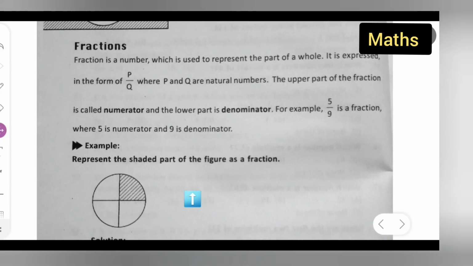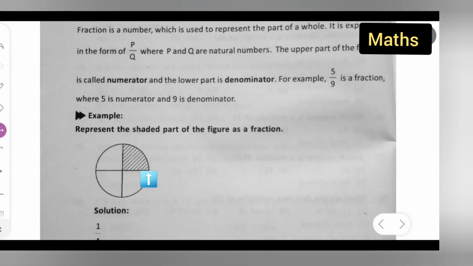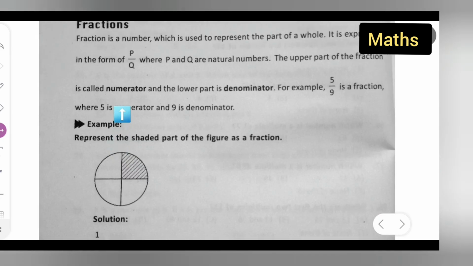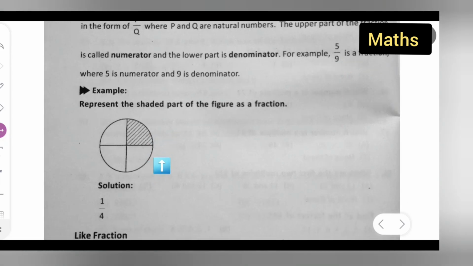Moving towards the next part. An example is given towards you all. Here you can see the upper part is the numerator, the down part is the denominator. Represent the shaded part of the figure as a fraction. So how many parts are shaded? There are a total of 1, 2, 3, 4 parts, right? So it will be 1 upon 4. Only one part is shaded, so the numerator is 1 and the denominator is 4.